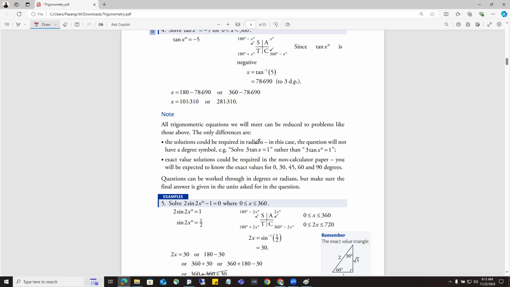See the difference. Here we have this degree mark on x, but here they don't have that degree part. That means for this one, x is measured in radians, but for this expression, x is measured in degrees. Is it clear? So first you should identify that. And then exact value solutions could be required in the non-calculator paper.